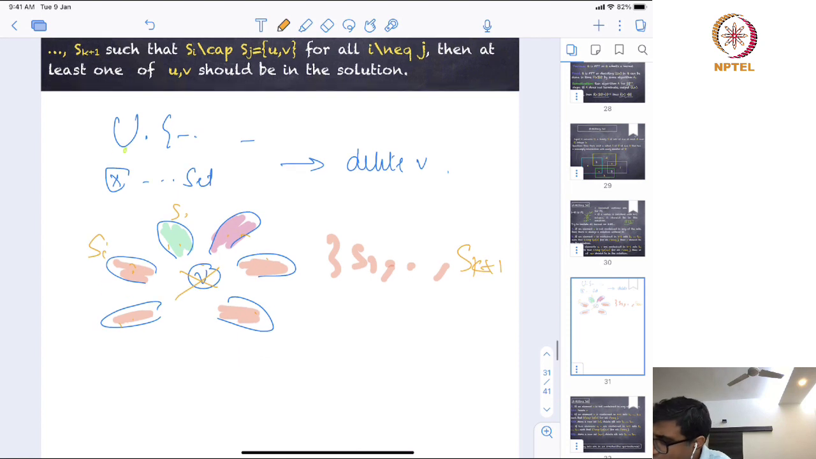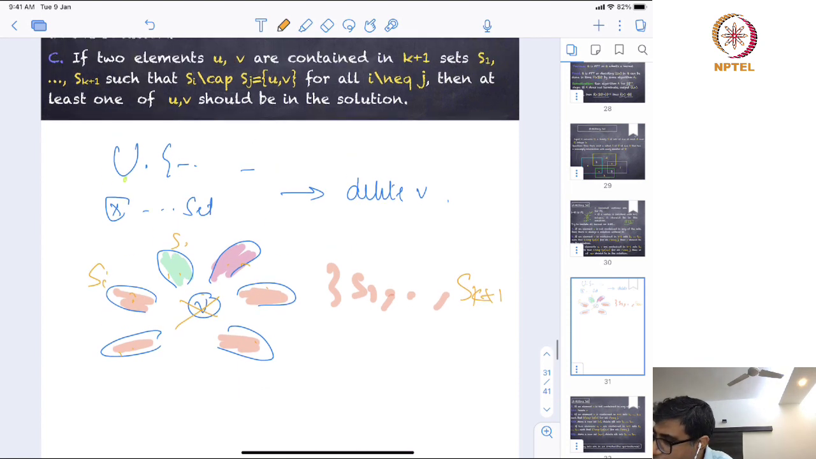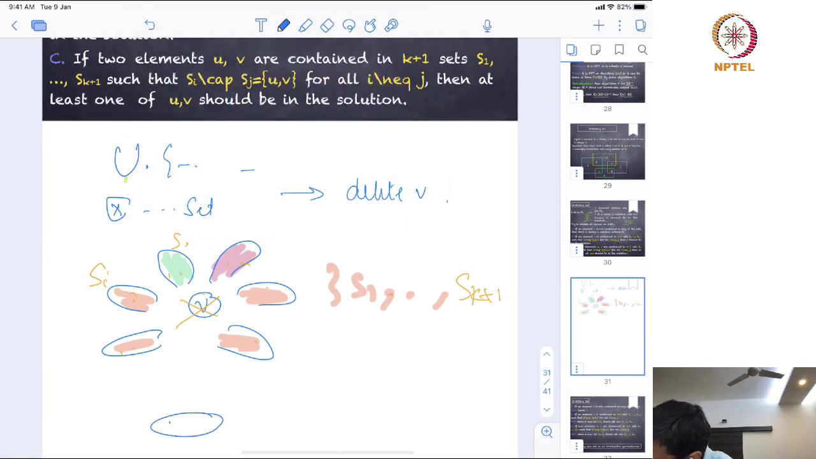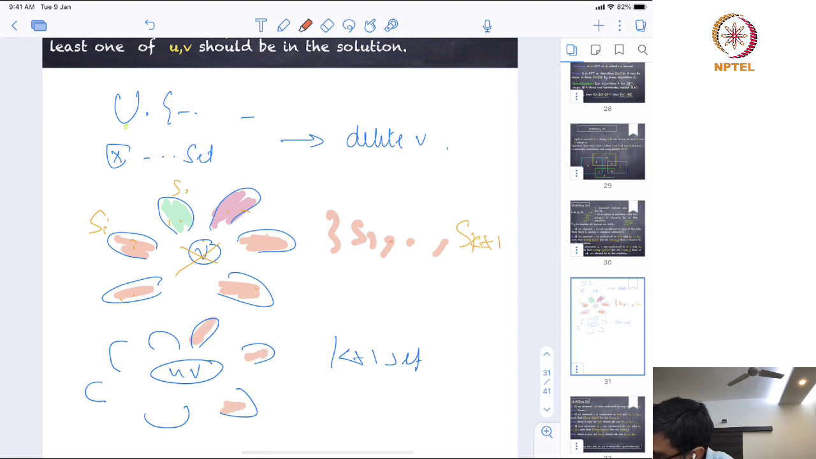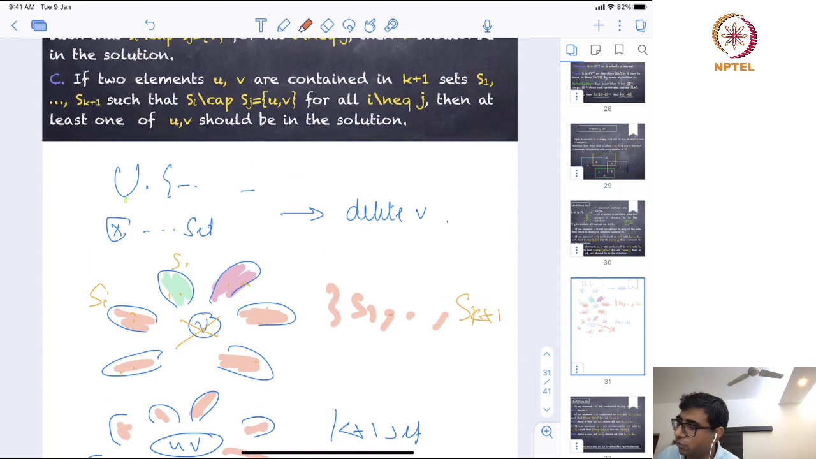Now, I cannot say this about a single v, but I can actually find two elements, u and v, and I have an extension of these k plus 1 sets. If I delete u and v, then all these sets are pairwise disjoint. If you do not pick one of u and v, then you again need k plus 1 elements to cover all these sets. So it implies that at least one of u and v should be in the solution.